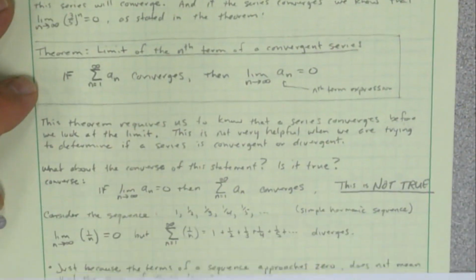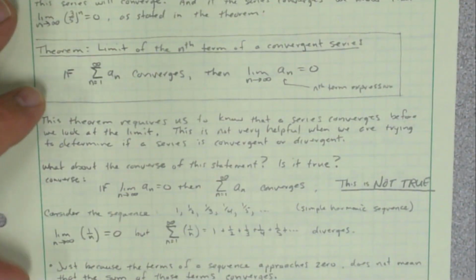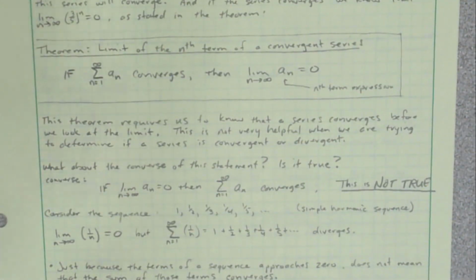So let's take a look at this theorem. Can I just use it and know right off the bat? Well, the answer is no. This theorem requires us to know that a series converges before we take a look at the limit. This is not very helpful when we are trying to determine if a series is convergent or divergent.